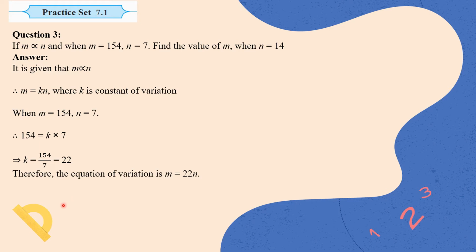Now, in the question they have asked, when n is 14, we need to find the value of m. So we'll substitute it in our equation of variation, m equal to 22n. So m is equal to 22 into 14, which is 308. So the value of m is 308.